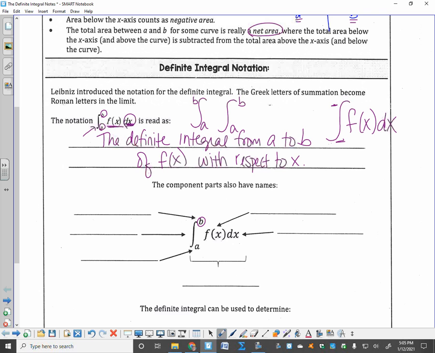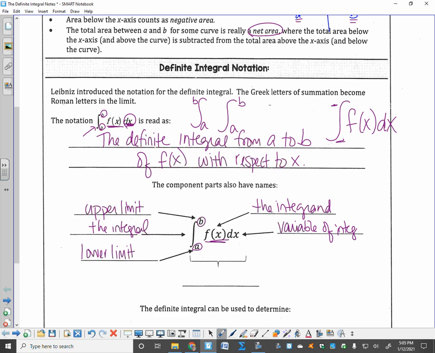This little b is called your upper limit, and that little a is your lower limit. There's your integral. This is called the integrand. I don't use that word that much, but you may have some college professor that loves that word, so I want you to know what that is. And then this is your variable of integration. The whole thing is called your definite integral.